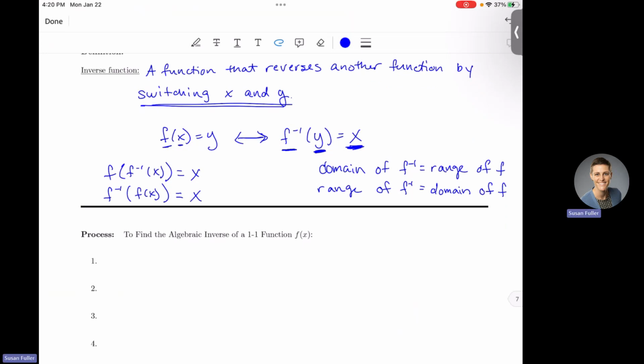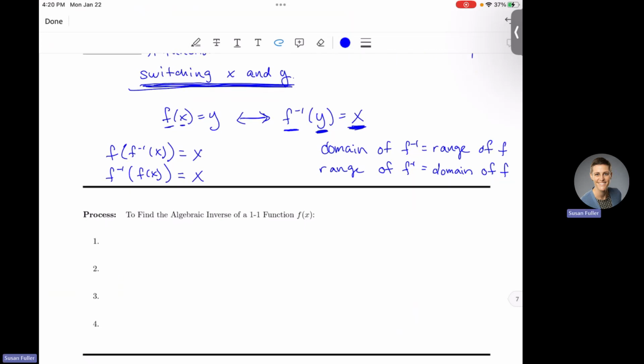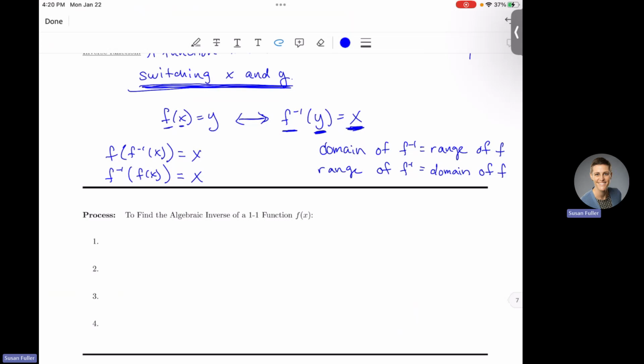Now, if I give you a function, how do you find its inverse? Well, we're going to be finding inverses by doing what inverse functions do. Inverse functions switch x and y. So to find an inverse, you are going to switch x and y. Okay, so the first thing that you're going to do is replace f of x with y in your original function.